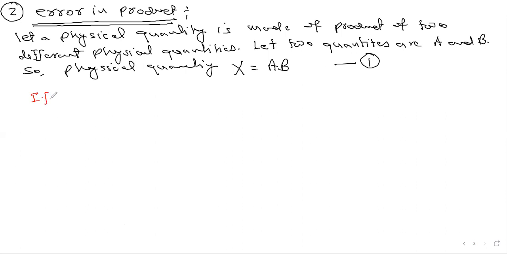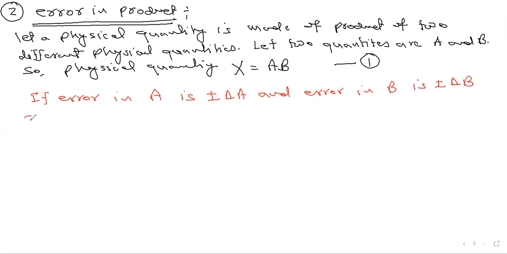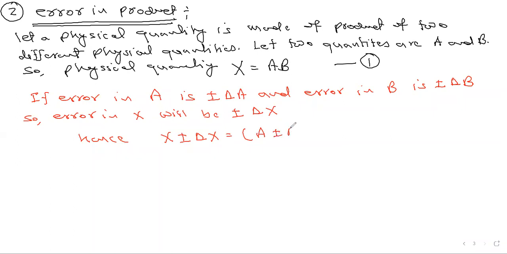If error in A is plus minus delta A and error in B is plus minus delta B, so error in X will be plus minus delta X. Hence, X plus minus delta X equal to A plus minus delta A into B plus minus delta B. Now you see how to simplify. So do one thing, take X common from here.